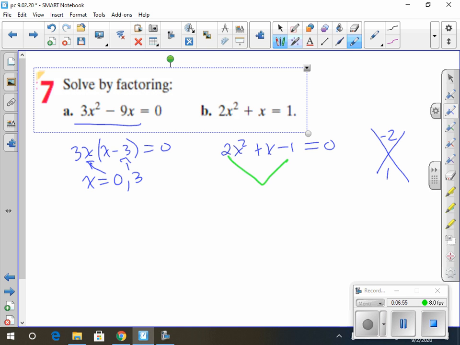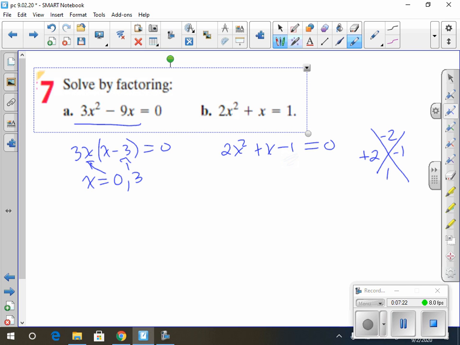Well, factors of 2 are just 2 and 1, or 1 and 2. So 2 and 1, the question is, for this term here to be positive, the larger number has to be positive. The smaller number is going to be negative in order for this to be negative. So now we're going to go ahead and group and factor.